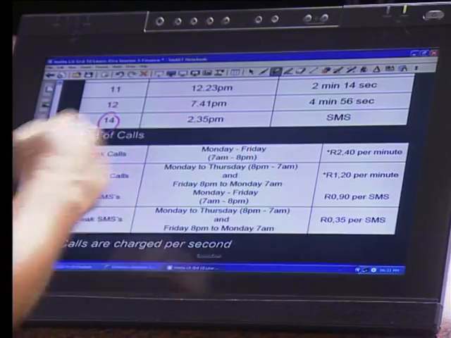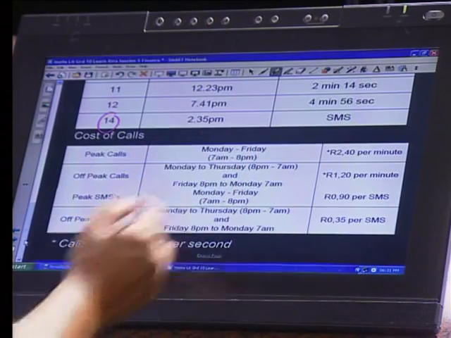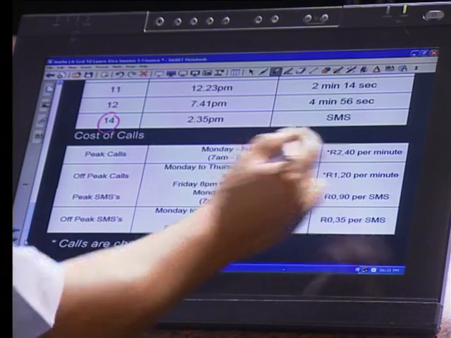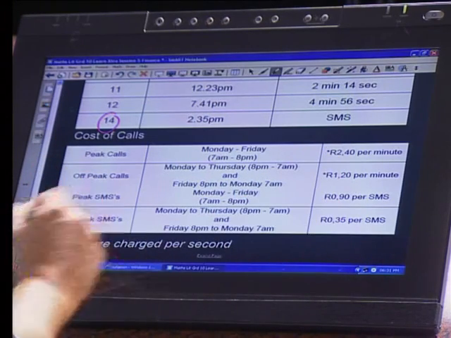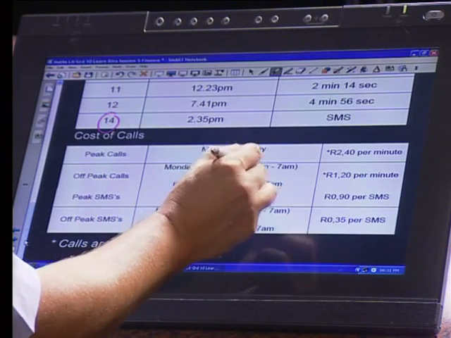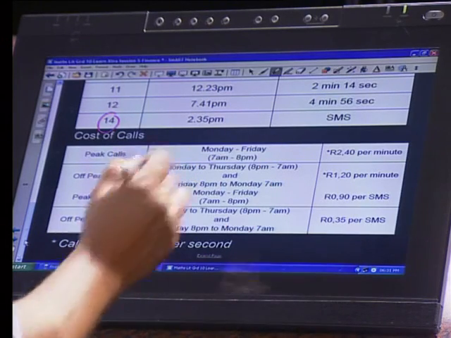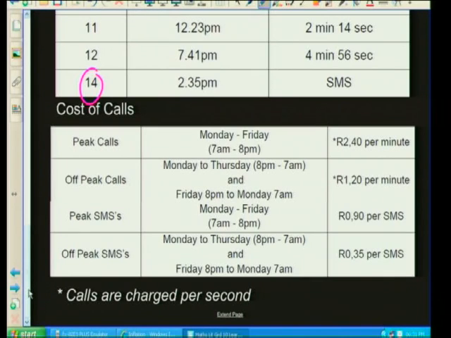Let's have a look. So, peak calls on Monday to Friday from 7 in the morning to 8 at night, R2.40. Off-peak calls on Monday to Thursday from 8 o'clock at night to 7 o'clock the next morning. And from 8 o'clock on Friday all the way through to Monday, 7 o'clock. Got that? And Monday to Friday, peak SMSs, sorry, there should be a line drawn here, oh dear. Peak SMSs on Monday to Friday, 7 a.m. to 8 p.m. Off-peak SMSs are basically the same as off-peak calls.